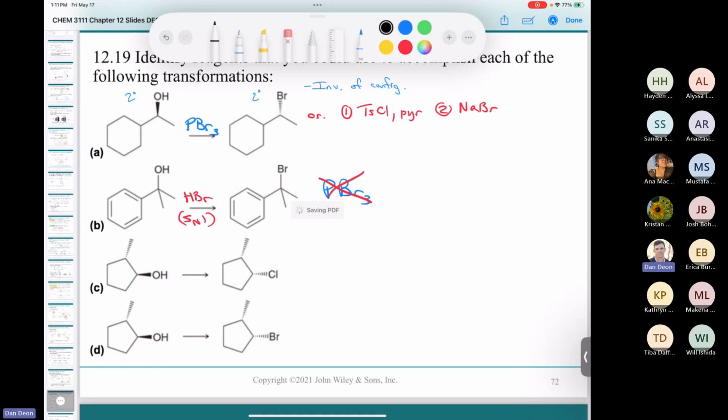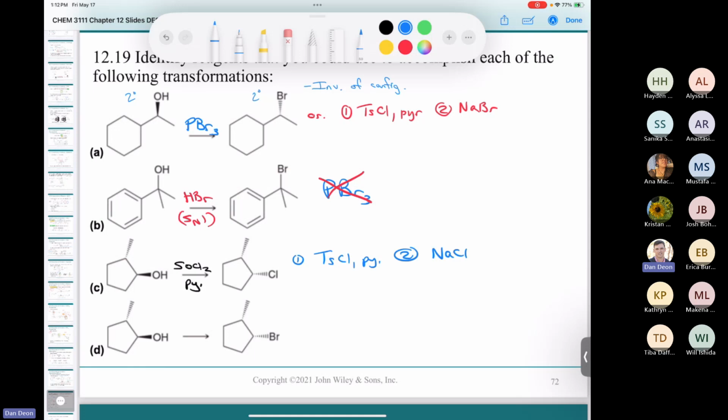So we would use thionyl chloride and pyridine is the best choice, I would say. SOCl2 and pyridine. There is another option, okay? We could do it the long way. We could treat it with tosyl chloride and pyridine to form the tosylate, and then we could displace it with sodium chloride, right? Chloride is a weak base, but it's a very good nucleophile.